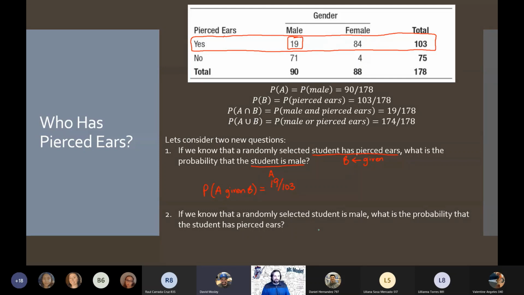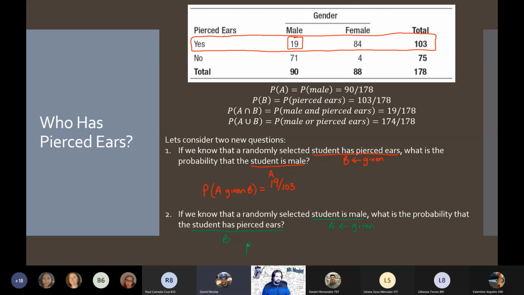So then on question 2, we now know that a randomly selected student is male. This is event A. And we want to know what is the probability that the student has pierced ears. Event B. In this case, we've swapped, and now event A is given. This is the known information. We've selected a student. We know that the student is male. What is the probability that the student has pierced ears?